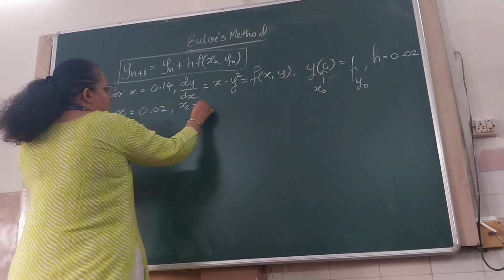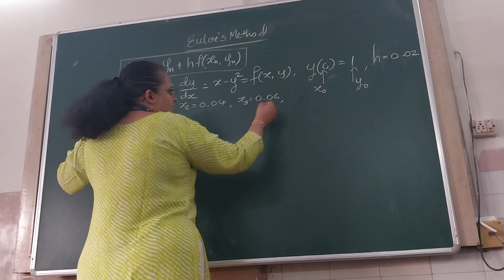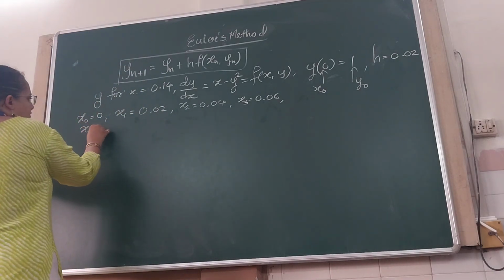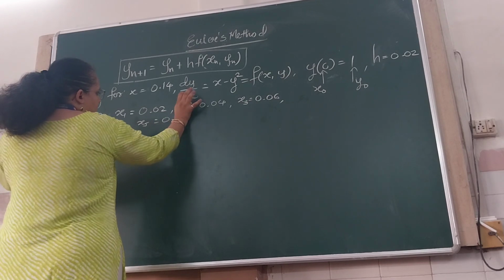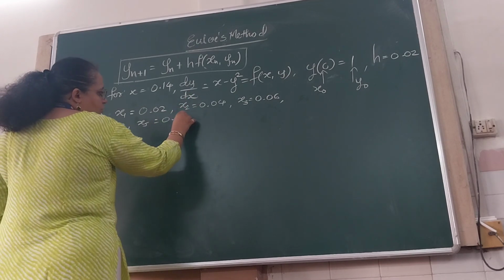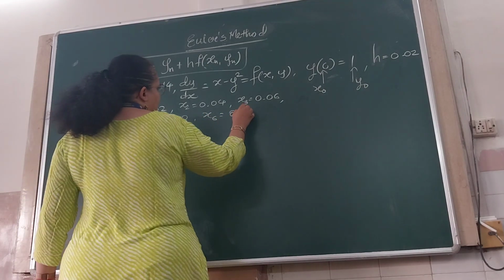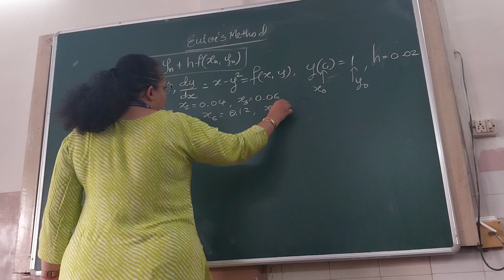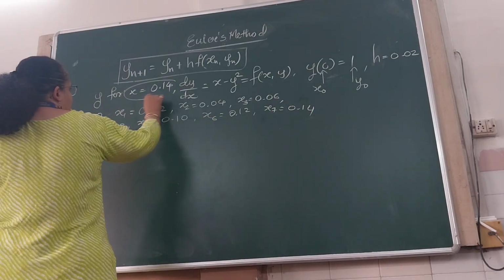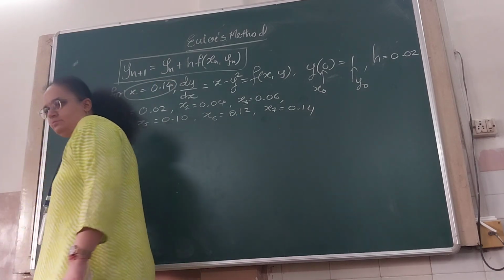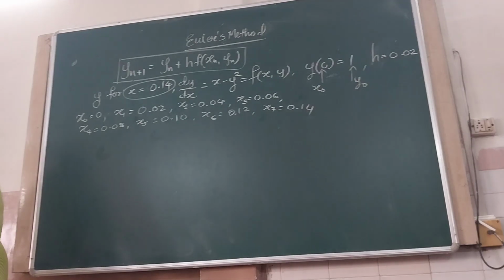x2 will be 0.04. x3 will be 0.06. x4 will be 0.08. x5 will be 0.10, or 0.1. x6 is 0.12 and x7 is 0.14. Why am I continuing this? Because your question here is 0.14, so I have to go till 0.14.